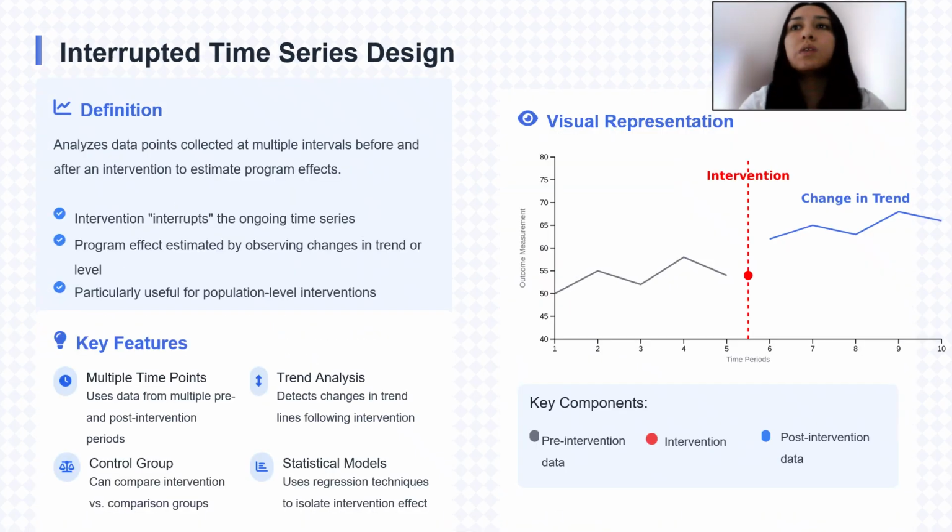So the last group design is the interrupted time series design, which analyzes data collected at multiple time points before and after an intervention. The interruption is when the program starts, and we look for changes in the trend or level of the outcome afterward. For example, a government introduces a new vaccination policy in 2020. By comparing infection rates across several years before and after, we can see if there is a noticeable shift. This design works especially well for policy level evaluations where randomization is not possible.